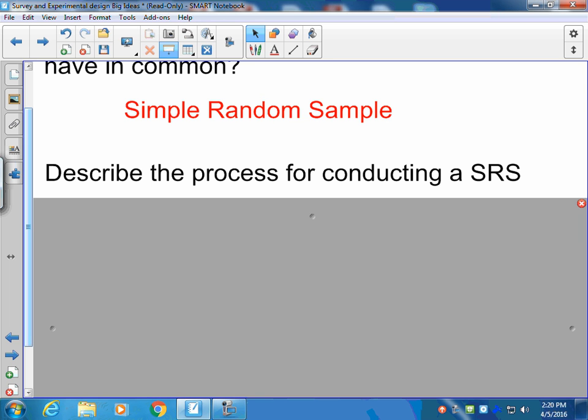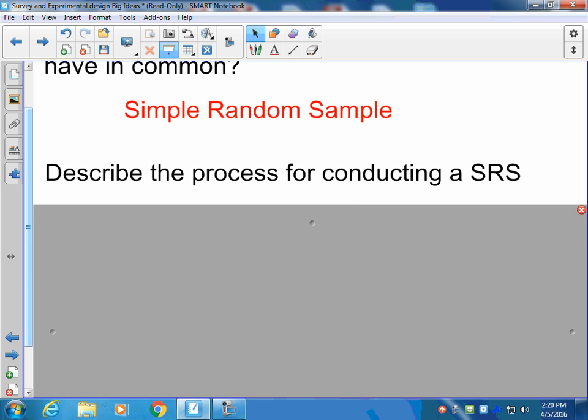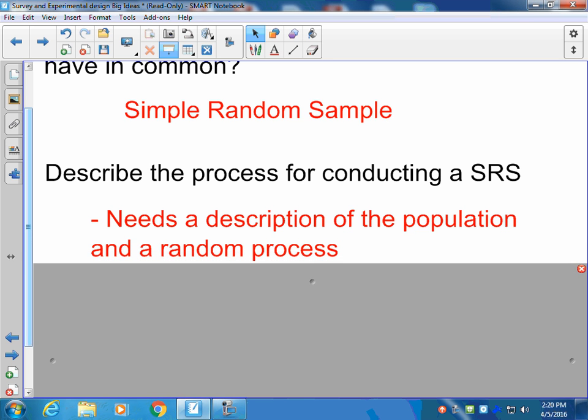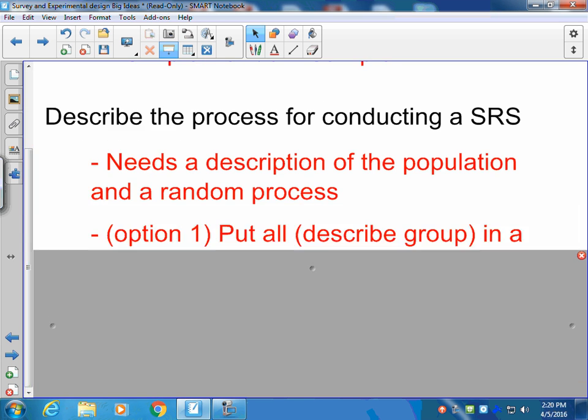Now, one thing that is done in a lot of free response questions is they'll ask you to describe the process for conducting a random sample or a simple random sample. In your answer, you want to have a description of the population, the entire group that you're working with. And then you also have to describe a random process.